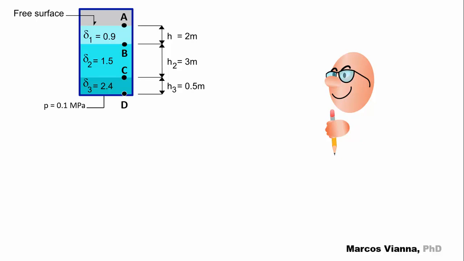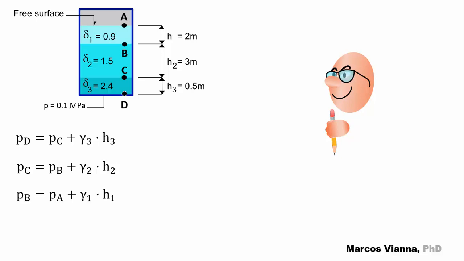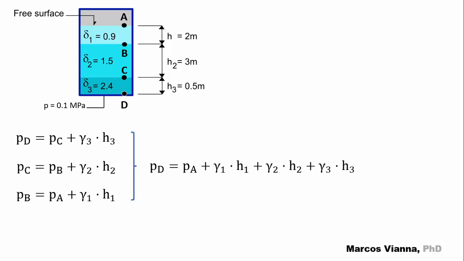Now we can write PD equals PC plus gamma 3 H3. PC equals PB plus gamma 2 H2. PB equals PA plus gamma 1 H1. So we find PD equals PA plus gamma 1 H1 plus gamma 2 H2 plus gamma 3 H3. PA equals PD minus (gamma 1 H1 plus gamma 2 H2 plus gamma 3 H3).